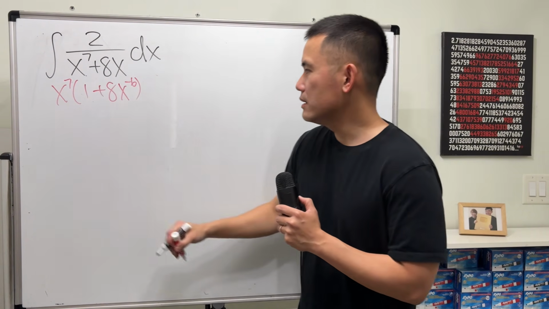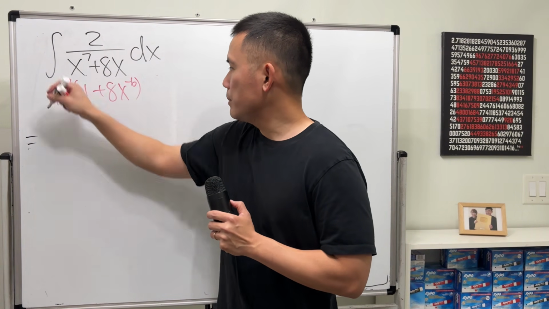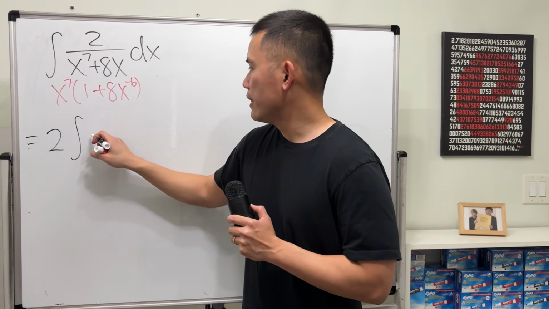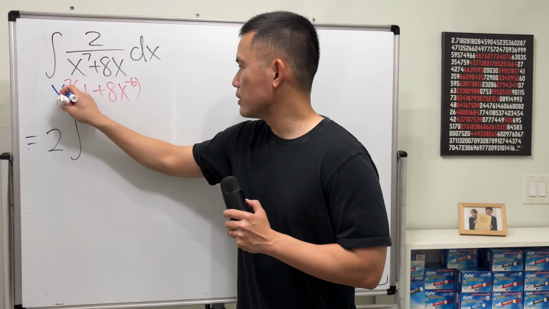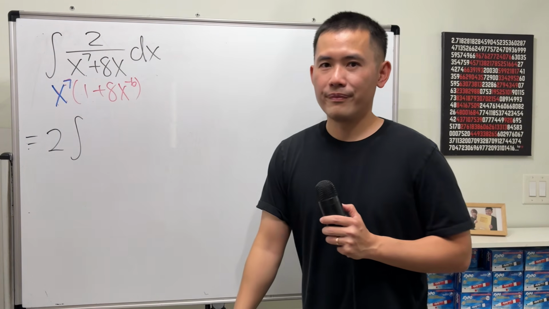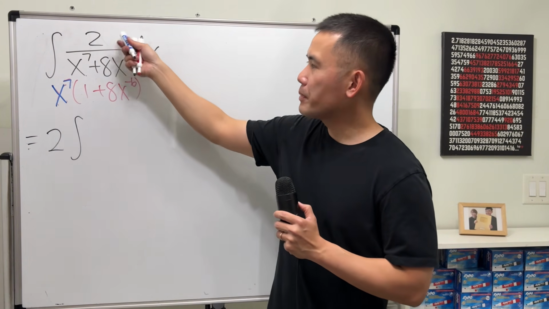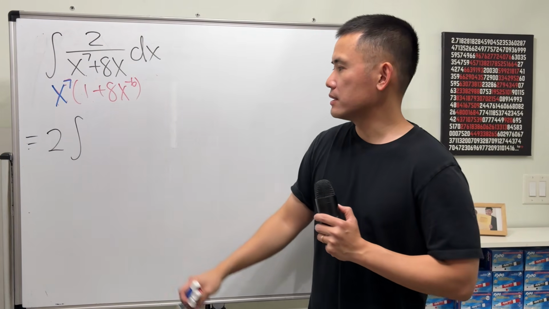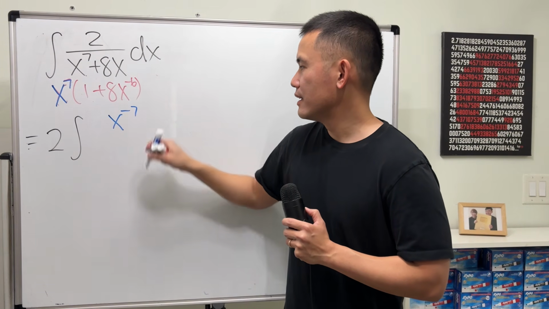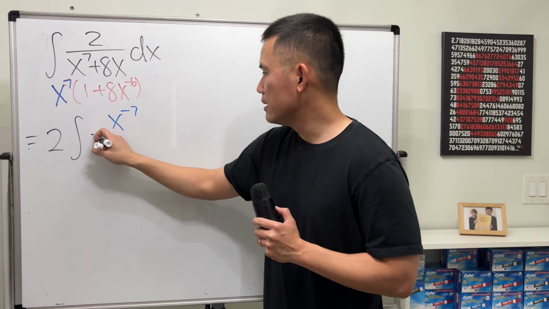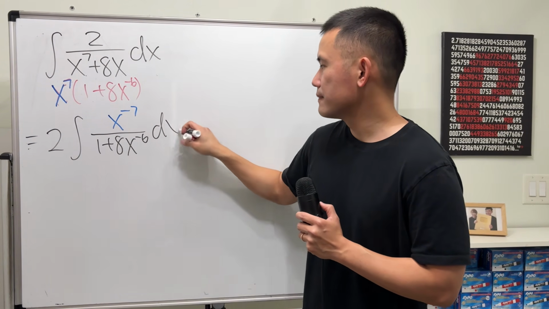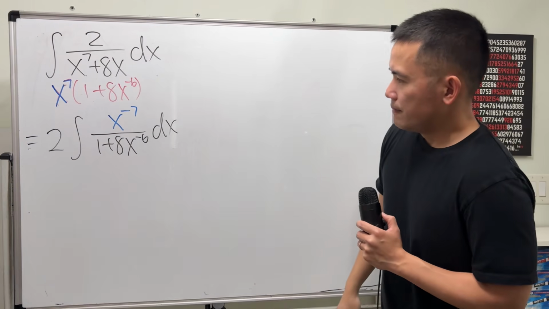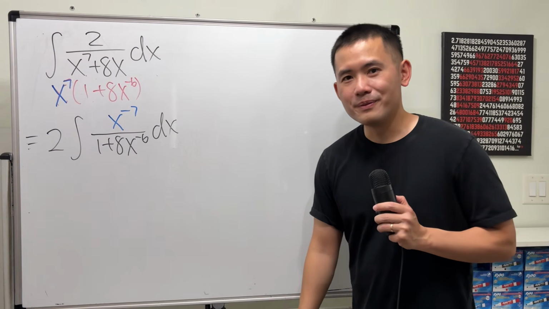Now, why is this helpful? First, let me put a 2 in the front. And then we'll be focusing on this part, x to the 7th power. I will bring this up here and use a negative exponent. And then the denominator is 1 plus 8x to the negative 6. How can we continue next though?